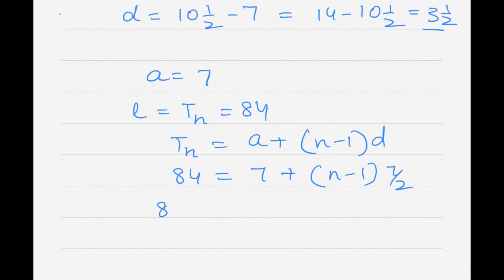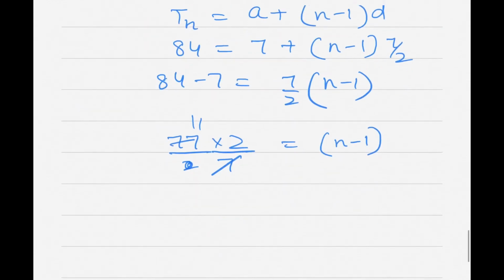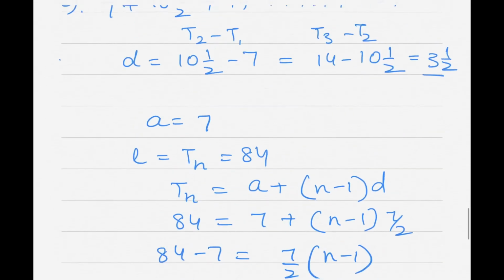So now 84 minus 7 will be equal to 7/2 into n minus 1. So this becomes 77, and I can bring this side, so this becomes into 2 and divided by 7 is equal to n minus 1. So 11, right? So 22 is equal to n minus 1. So now n is equal to 22 plus 1. So the 23rd term is 84, correct?